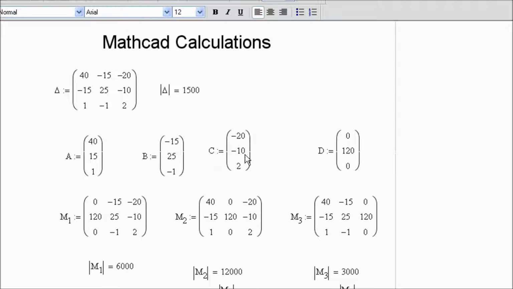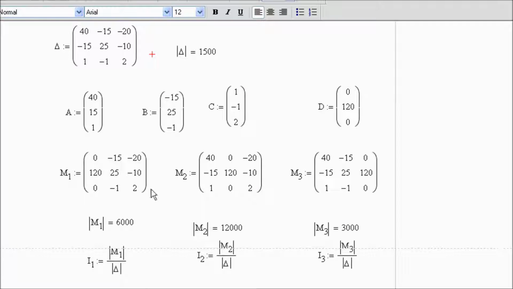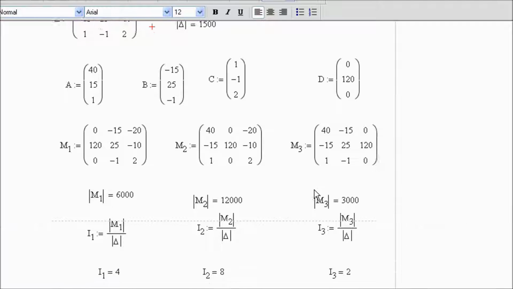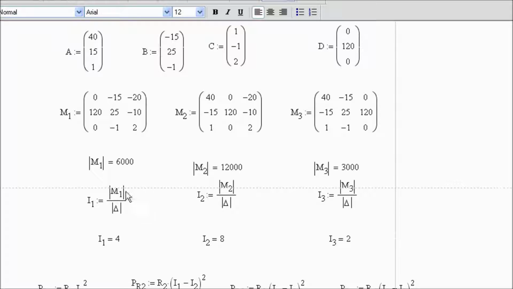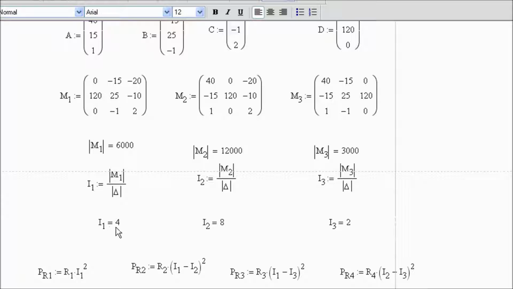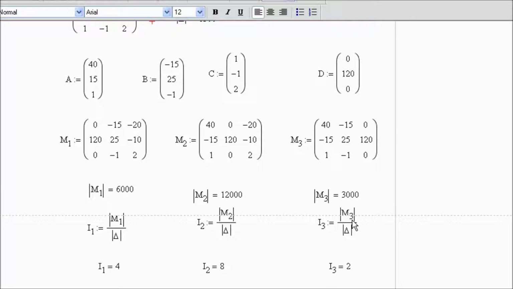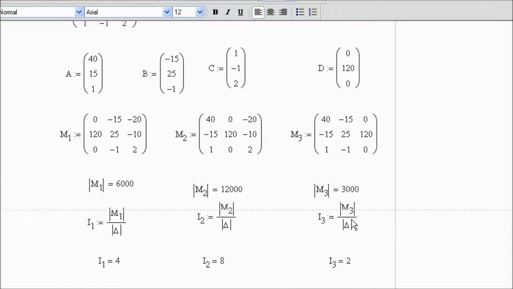Here are the A, B, and C, which are actually the numerators, M1, M2, and M3, just to get some value. Here's the determinant of M1 is 6,000. We just calculated that. Determinant of 2 is 12,000. Determinant of 3 is 3,000. And then we divide by the determinant of the delta, and we get I1 equals 4, I2 equals 8, and I3 equals 2. Those are the solutions to our three equations.